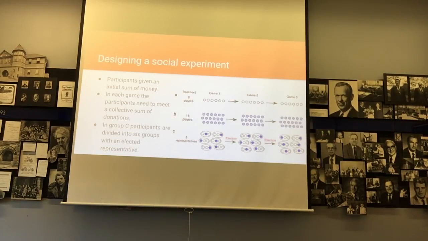And then the last group was, there are still 18 players, but they were divided up into groups of 3 players, and each group had to elect a representative, and basically whatever that representative chose to give, all of their group members, the other 2 group members, had to give that same amount.